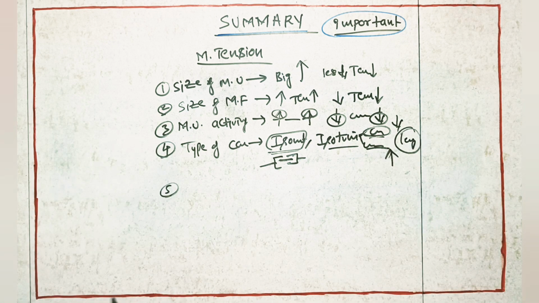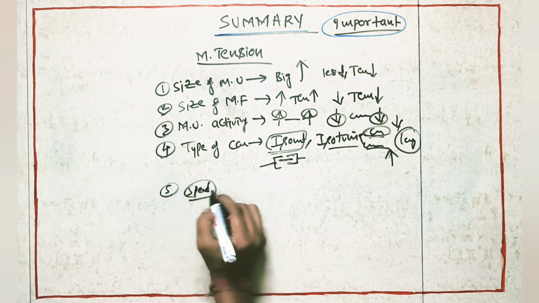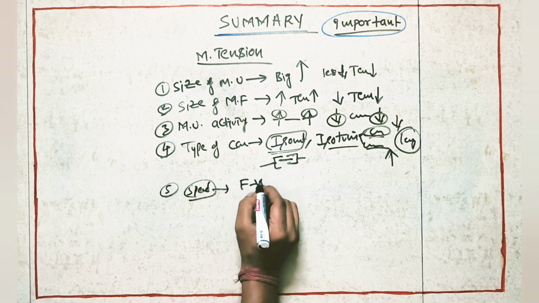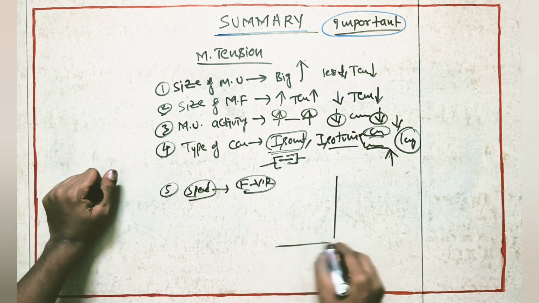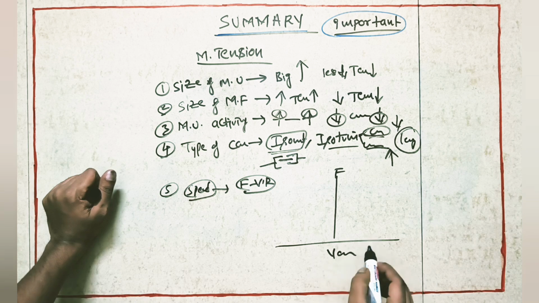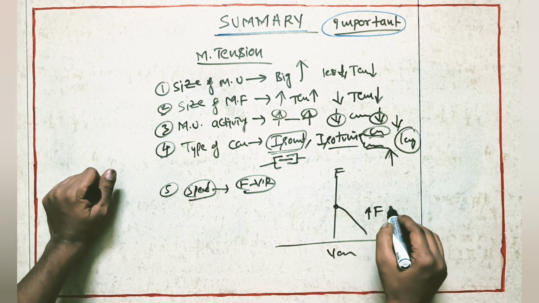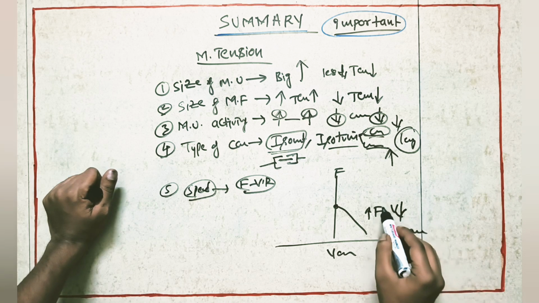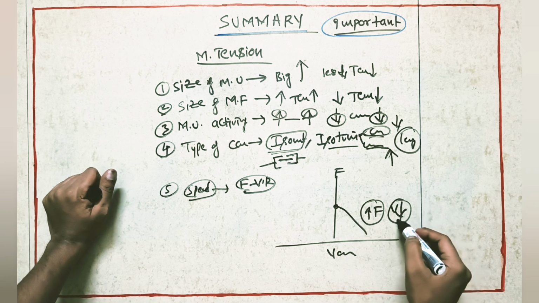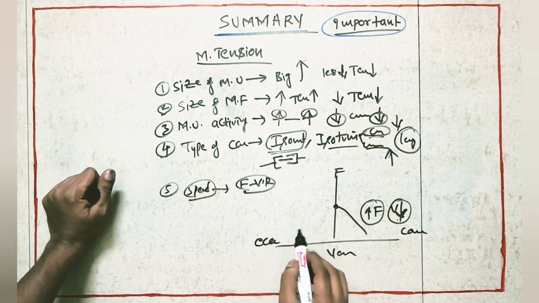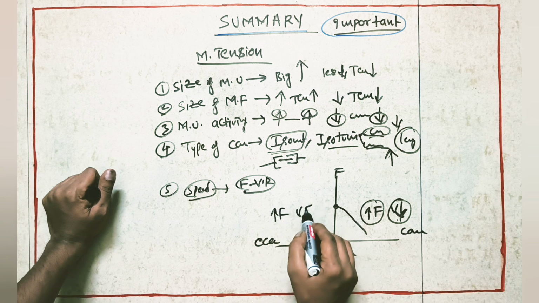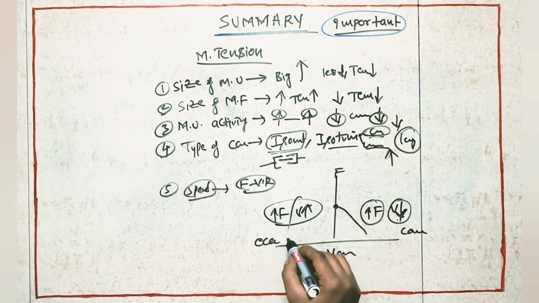Next, fifth point, speed of the movement. We saw this in the force and velocity relationship. If we take that, here force will be there, here velocity will be there, this is the isometric point. If we do concentric contraction, force will be more and velocity will be less. If we apply more force, velocity will be less. In eccentric contraction, if force is more, velocity will be more.